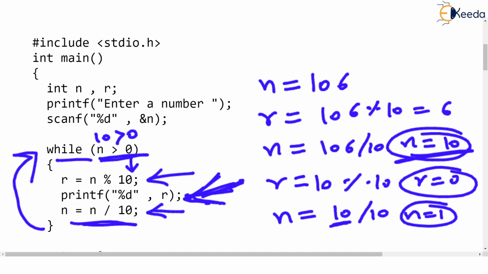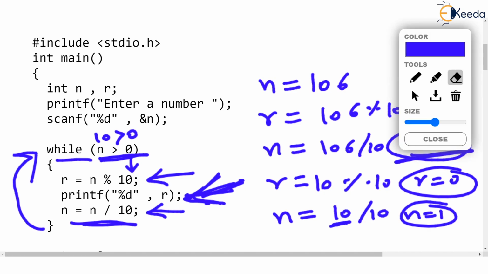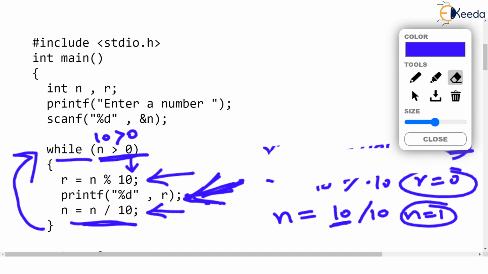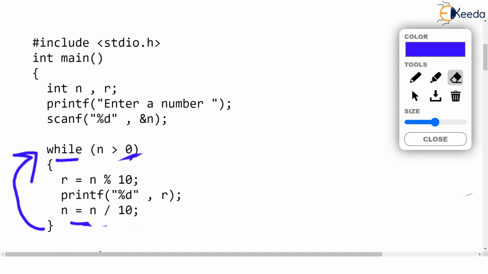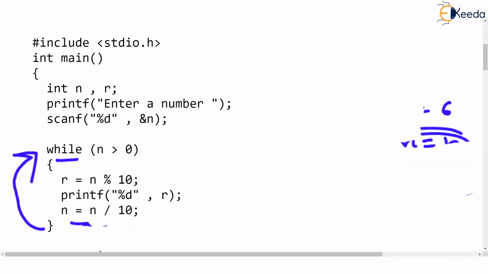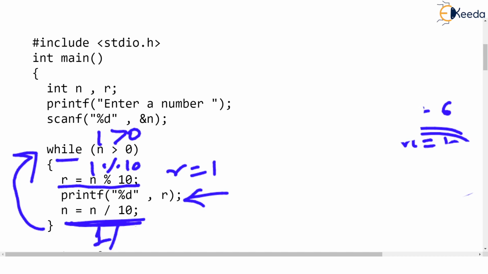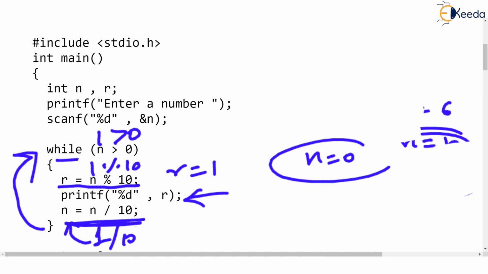So remember, now the value of n is 1. If the value of n is 1, the loop will still repeat, because n is 1 and 1 is greater than 0. So now the line r = n % 10 is going to evaluate r as 1 and 1 will be printed. But now in the line n = n / 10, 1 / 10 is 0. So n becomes 0 finally. When n becomes 0, next time this loop is not going to repeat because 0 greater than 0 is false.